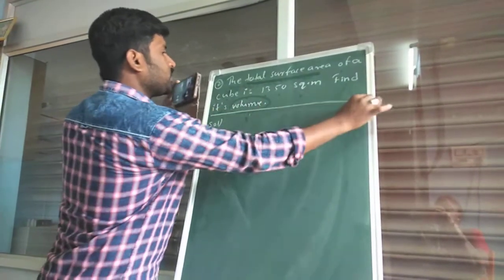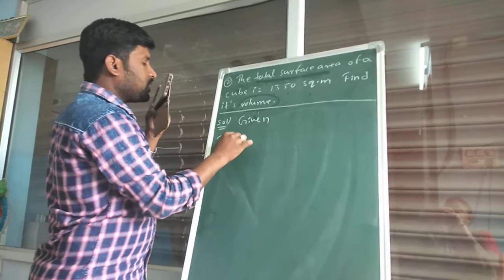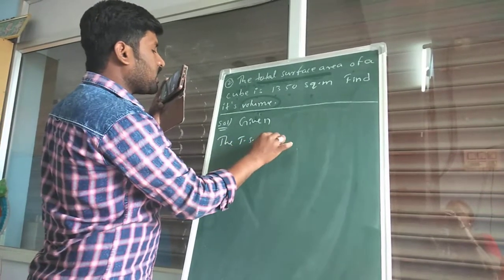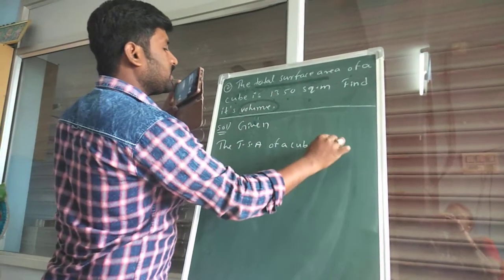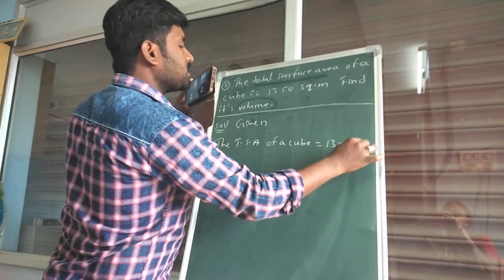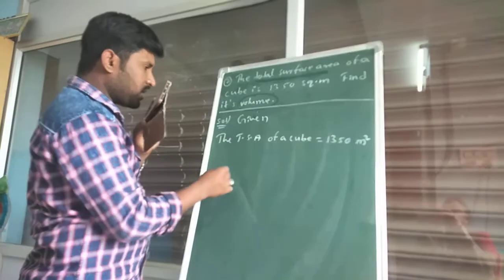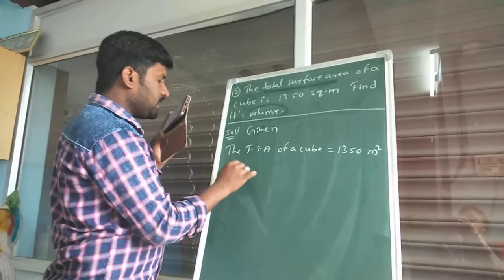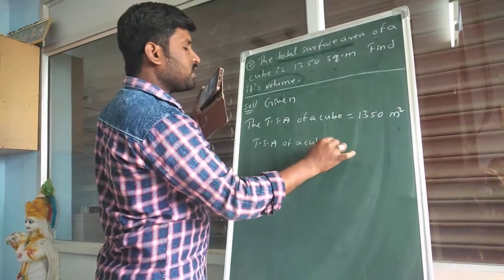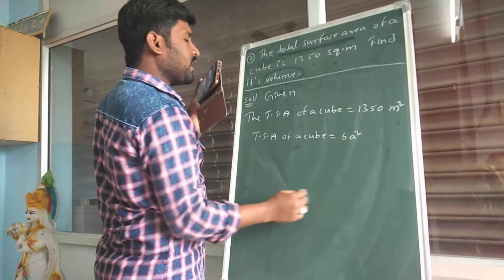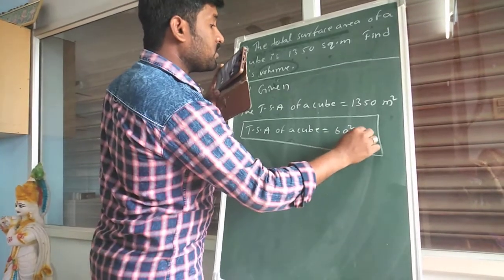Now here is the given data, see its solution. Given the TSA, total surface area of a cube is 1350 square meter. We know the formula. What is the formula actually? TSA, total surface area of a cube is equal to 6a square. What are the units? Square units.